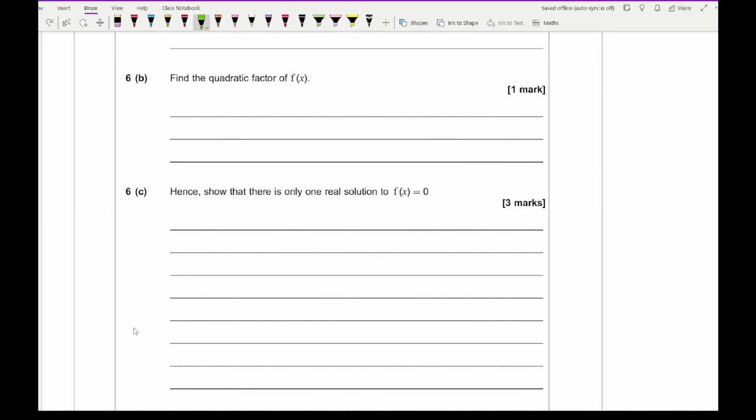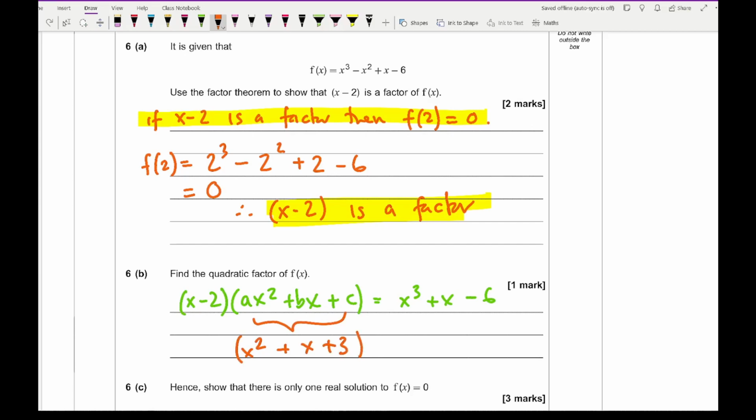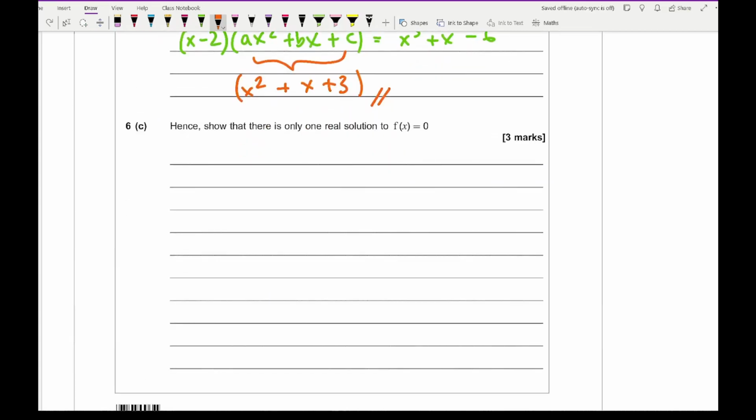So for this, if I come back to this, we know that we've got x minus 2 times something, ax squared plus bx plus c, and that equals x cubed plus x minus 6. Whichever way you want to do it in terms of comparing coefficients, basically this all here is going to add up to x squared plus x plus 3. So that there is the quadratic factor.